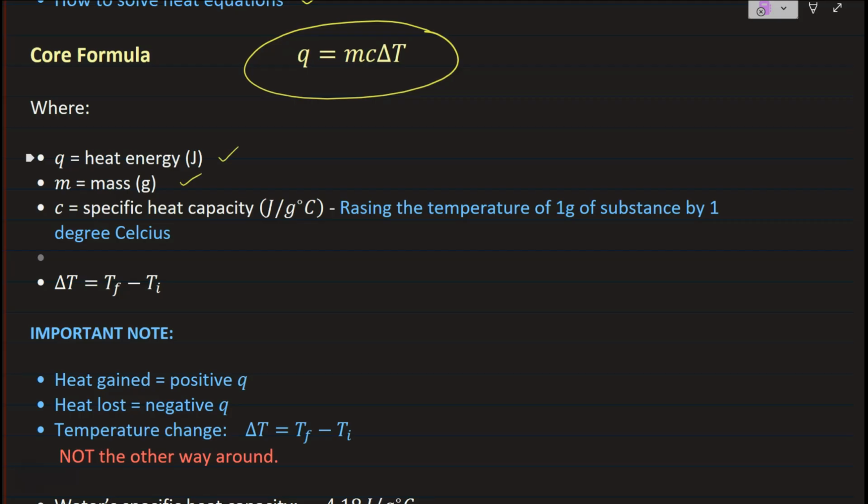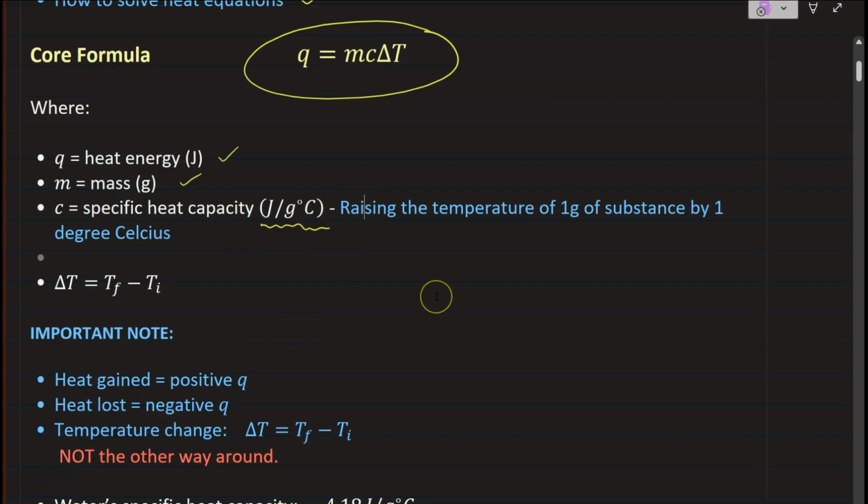And then C is called the specific heat capacity, which every substance will have, compounds or elements, it doesn't matter. And the unit is joule per gram times Celsius, and it has to be that. And what does that mean? That is raising the temperature of 1 gram of substance by 1 degree Celsius. That's what the specific heat capacity for every substance means.